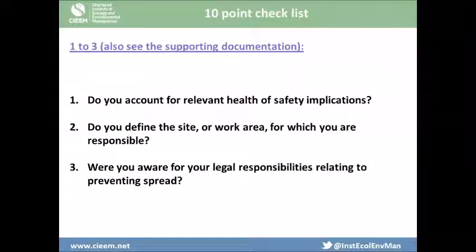When you are answering these, answer in respect to what you've been doing previously, rather than what you would do in the real world moving forward. So the first three questions are: do you account for relevant health and safety implications? So do you make yourself, and everybody you're responsible for, aware of the health and safety issues with dealing with certain invasives? Have you been defining the site that you are responsible for? And have you been aware of your various legal responsibilities relating to preventing spread?